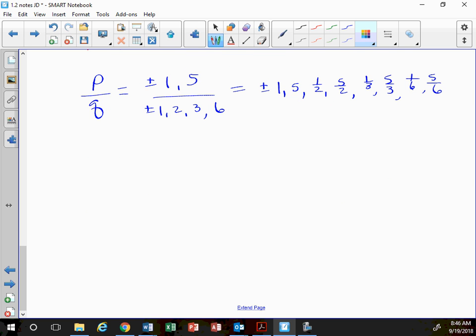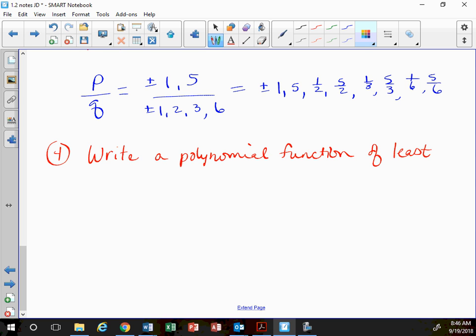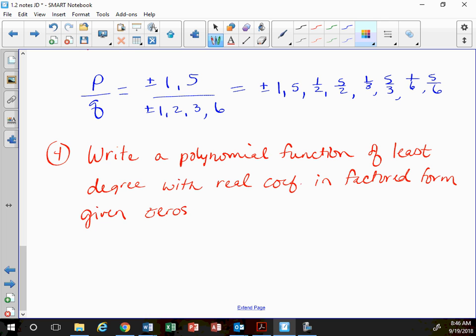All right, let's try writing a polynomial function of least degree with real coefficients in factored form, given zeros of -5, 3, and 2i.